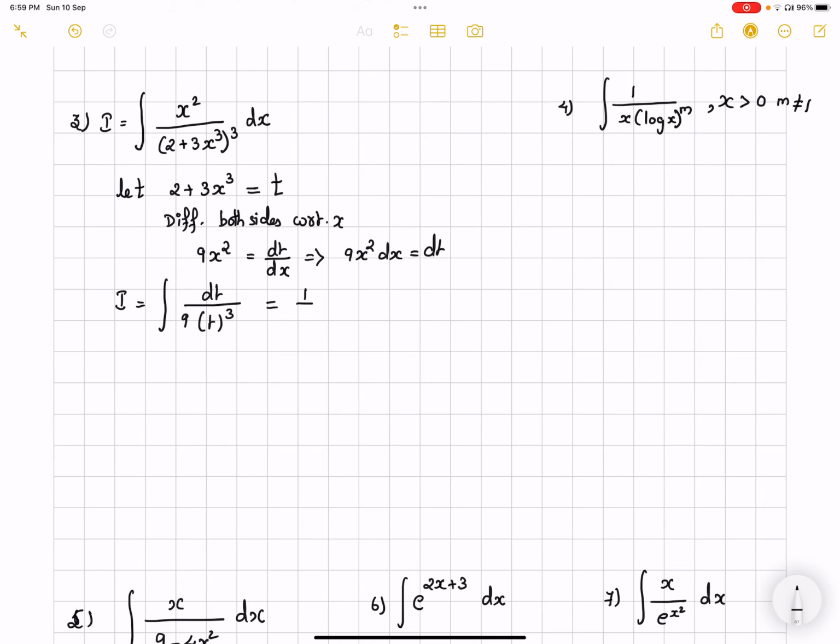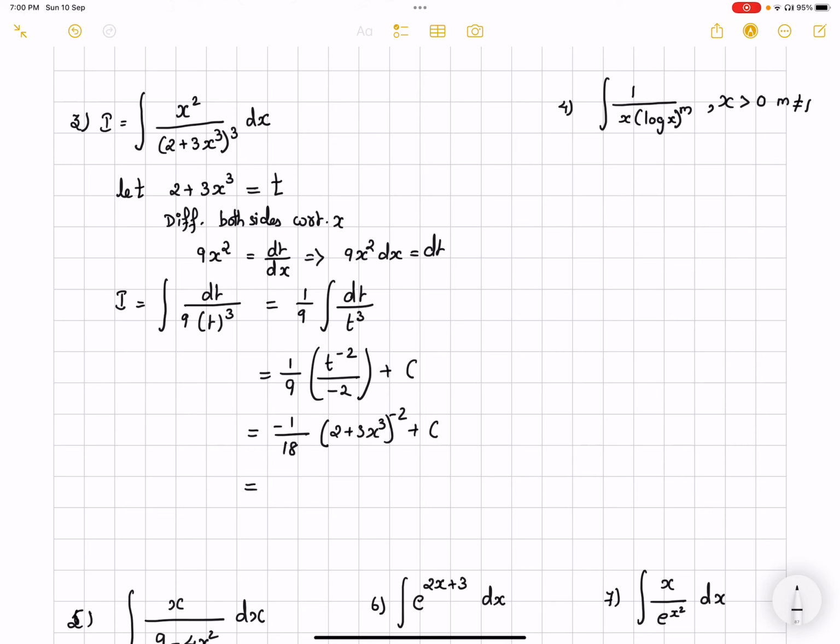That's it. So now 1 by 9 is a constant which I'm taking out, and then I would be having dt divided by t cube. So t to the power minus 3 plus 1 divided by minus 3 plus 1, so we would be getting minus 2, which is equal to 1 by 9 when I integrate t to the power minus 2 divided by minus 2 plus c. So now here it becomes minus 1 by 18, and then t is nothing but 2 plus 3x cube whole to the power minus 2 plus c.